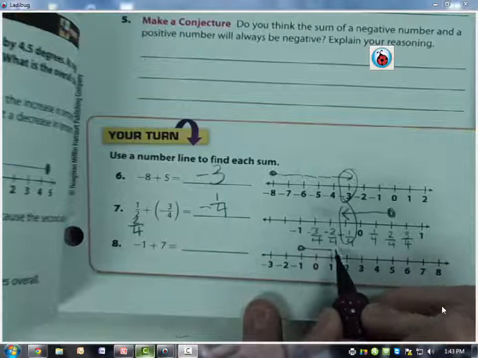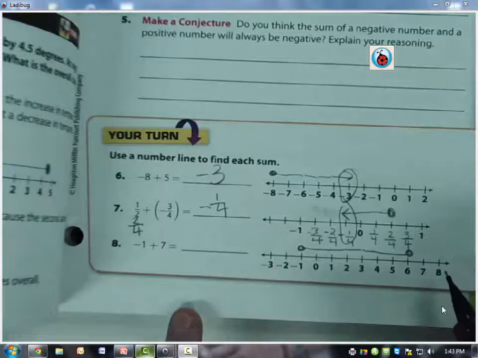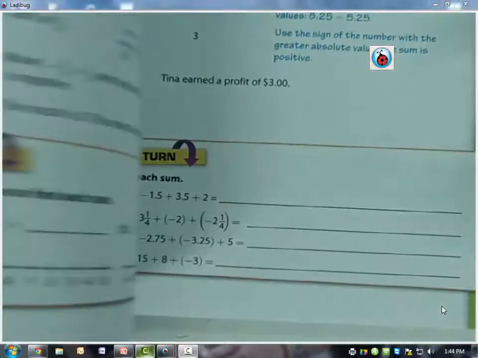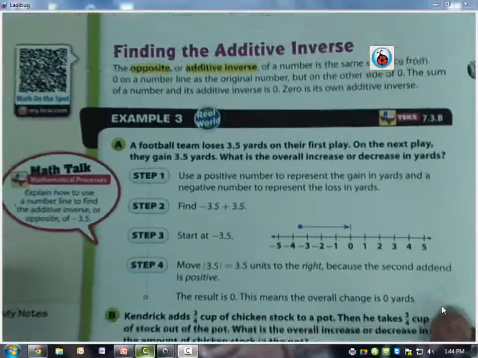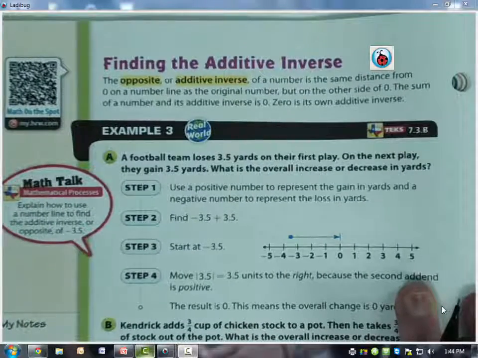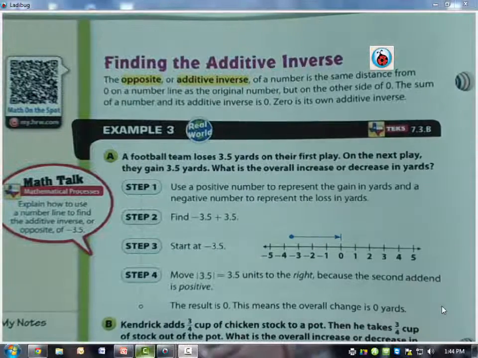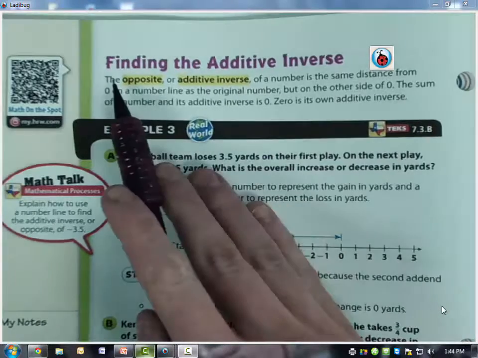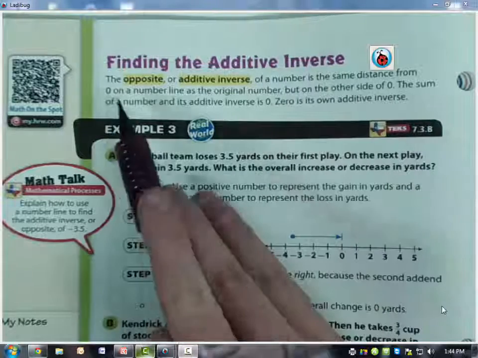We are going to go through this super fast because I've been spending a long time on this video and we have a lot to cover. So I'm going to cover additive inverse. All additive inverse means is the opposite. Let's read this together. The opposite or additive inverse of a number is the same distance from 0 on a number line as the original number, but on the other side of 0. The sum of a number and its additive inverse is 0. 0 is its own additive inverse. Okay, 0 is special, of course.